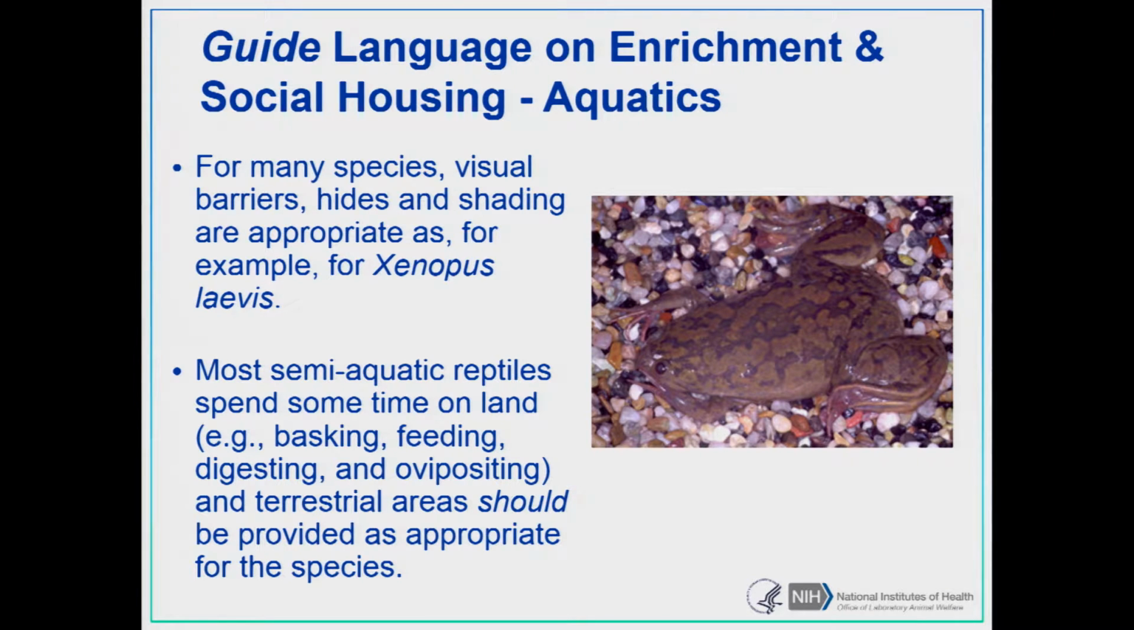The Guide also has some specific recommendations when it comes to African clawed frogs, encouraging the use of visual barriers, hides, and shading, because there is some literature showing that this keeps the animals more genteel and less excited. So that is a specific recommendation in the Guide for that particular species. It also talks about semi-aquatic reptiles, which I think are not that typical in most research facilities, but when they are being used, it recommends that they have both a wet and dry environment to allow for all of their normal behaviors throughout their life cycle.